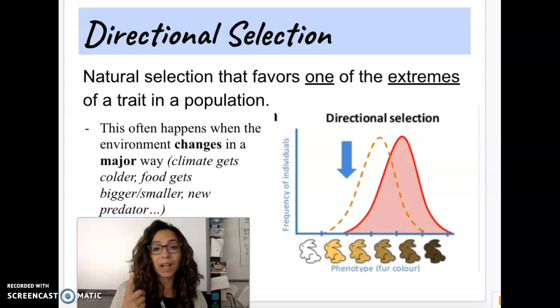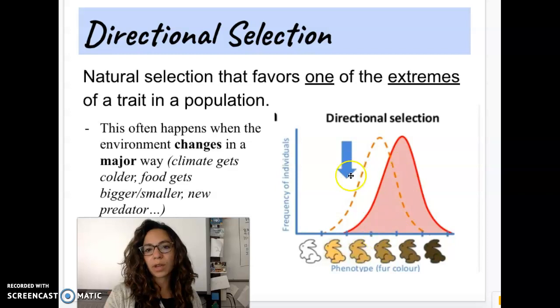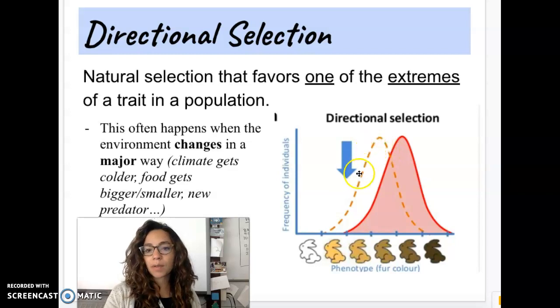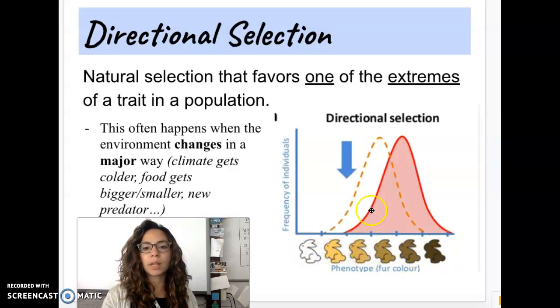First is called directional selection, and we're going to be looking at graphs as we look at these. So this is natural selection that favors one of the extremes of a trait in a population. Okay, so if we see a graph, this dotted line here is representing the range of phenotypes of a particular population. So for these rabbits, they can be all different shades of tan, but the most common is this one in the middle, this kind of medium tan. Some can be lighter, some can be darker, but most are in the middle.